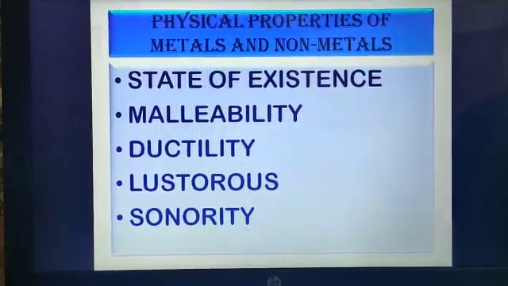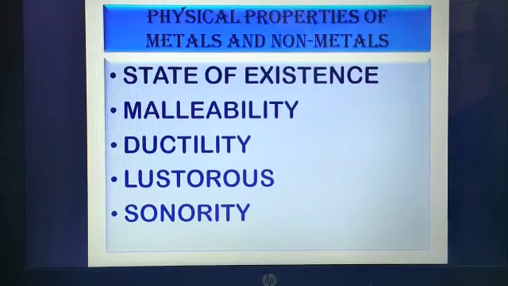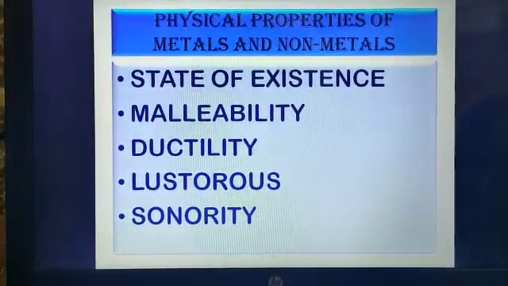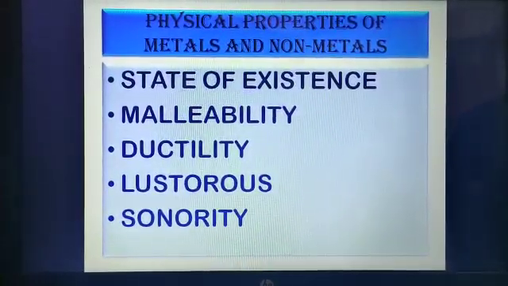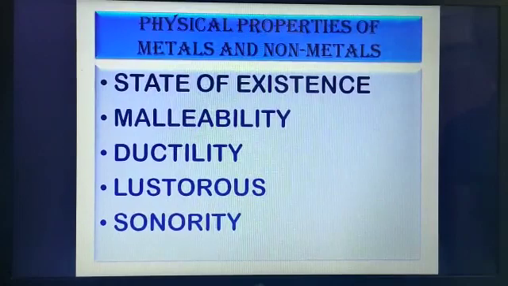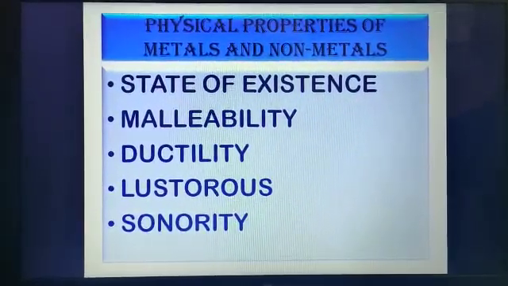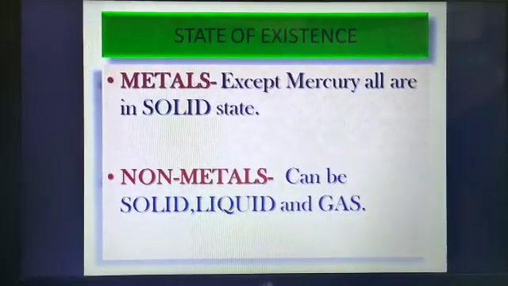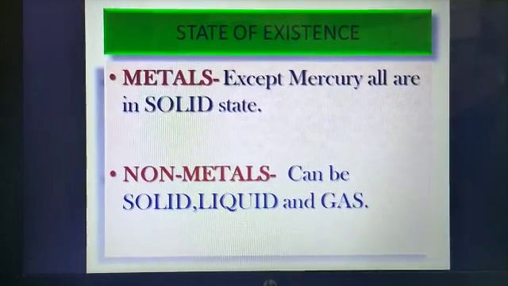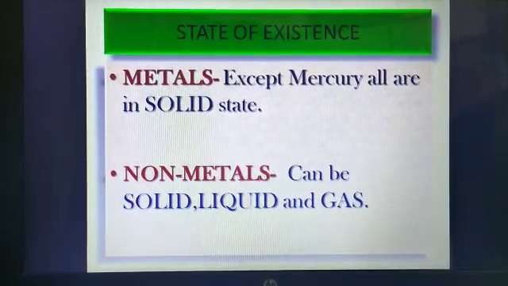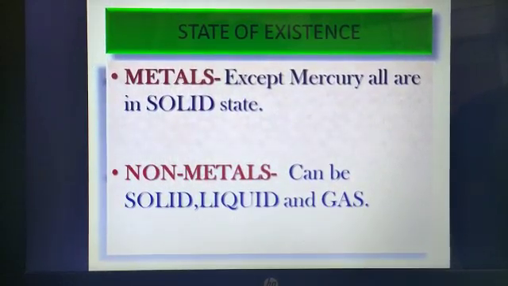At room temperature, all the metals except mercury are in the solid state. And if they are subjected to higher temperature or some chemical treatment, they can be drawn into wires and thin sheets. Non-metals, on the other hand, can be solid, liquid, or gases. For example, carbon, sulfur, and iodine are solid nonmetals. Bromine, on the other hand, is the only liquid nonmetal, and all the gases are nonmetals in their gaseous state.